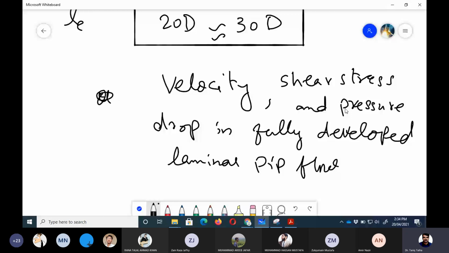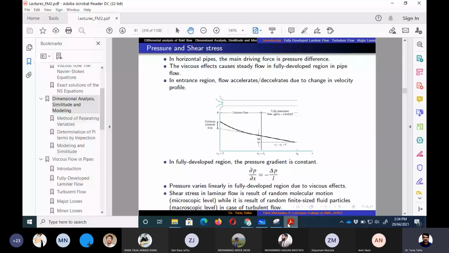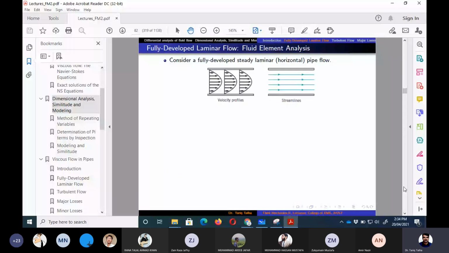For that we need to do the infinitesimal analysis as we did in chapter number 6, and we would be doing quite a bit of derivation. So please concentrate and ask questions where you don't understand the derivation. So we consider a fully developed steady laminar pipe flow in a horizontal direction. It means that there is no gravity force involved here.